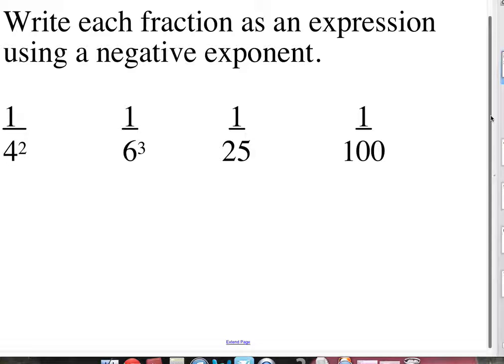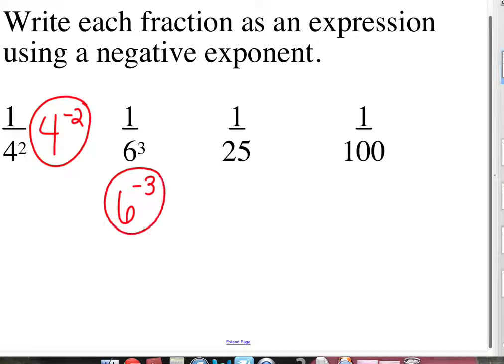Well, you bring the 4 with 2 out of the basement, right? Bring him back upstairs. And there he is again with his bad attitude, right? 4 to the negative 2. There he is with a negative exponent. So what would you do with 1 over 6 to the third? It would become 6 to the negative 3, right? It comes out of the fraction, and when it does so, it then has a negative exponent.